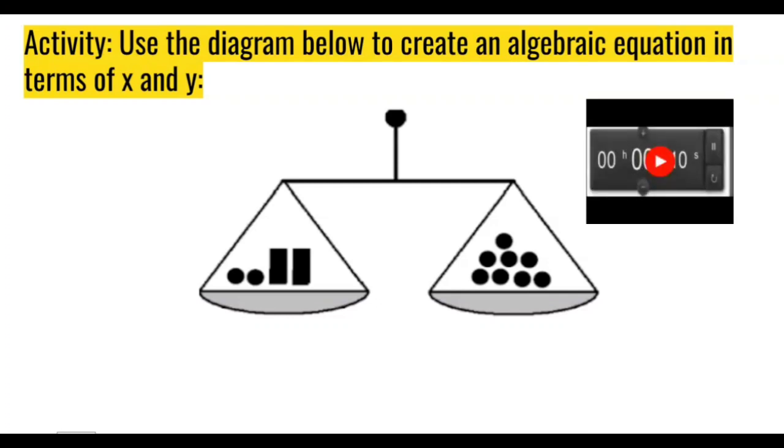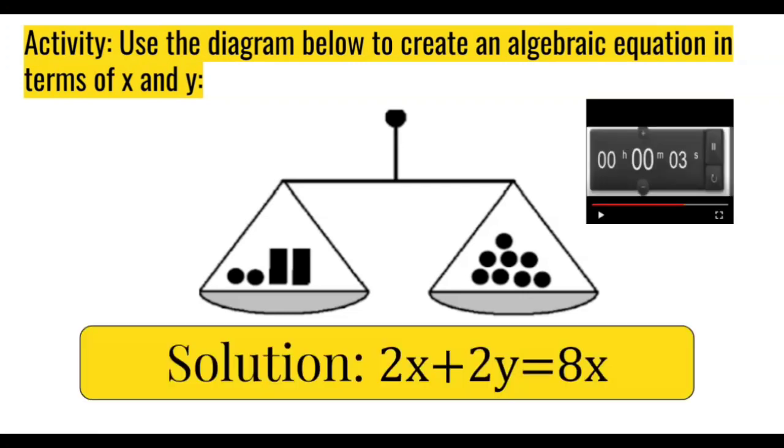All right, so what did you come up with? Let's see. If we say let the circles equal x, we will see that we have two circles, that would be 2x. We have two rectangles, so let rectangle equal y. So we'd have 2x plus 2y, and since it's a balanced scale, that means it's equal to 8x. The solution is 2x plus 2y equals 8x. Now let's continue.